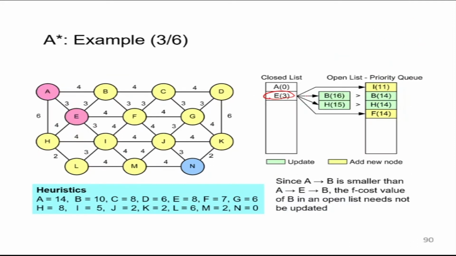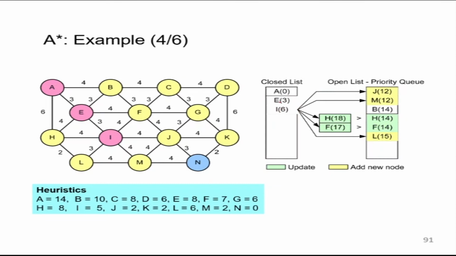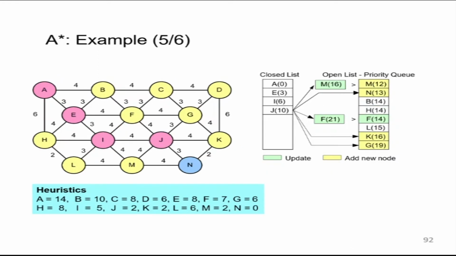So E has come here. Now E is connected to what? E is connected to F and I, and B and H are there from before. So I'm adding I and F to this queue now. Now out of this, the cost is least for I, so next I will come there. This is how I'm expanding. So I comes here. Now I is connected to J and M, and this side is connected to L and F. Now here, which is the least? These two are least, so you can take any one. So I took J.